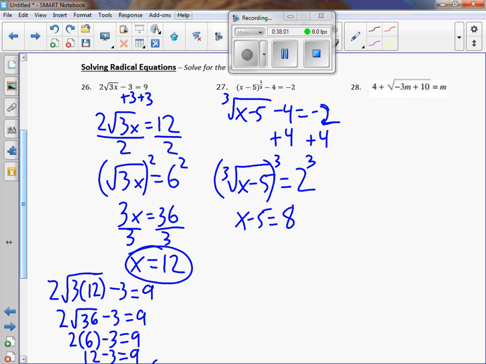Again, that would work the same way here if you cube both sides, if you did not switch it to be a radical. And then simply solve for x. Now on a cube root, you do not have to check it. You won't get points off if you do not check a cube root. Square root you must check, cube root you don't have to.